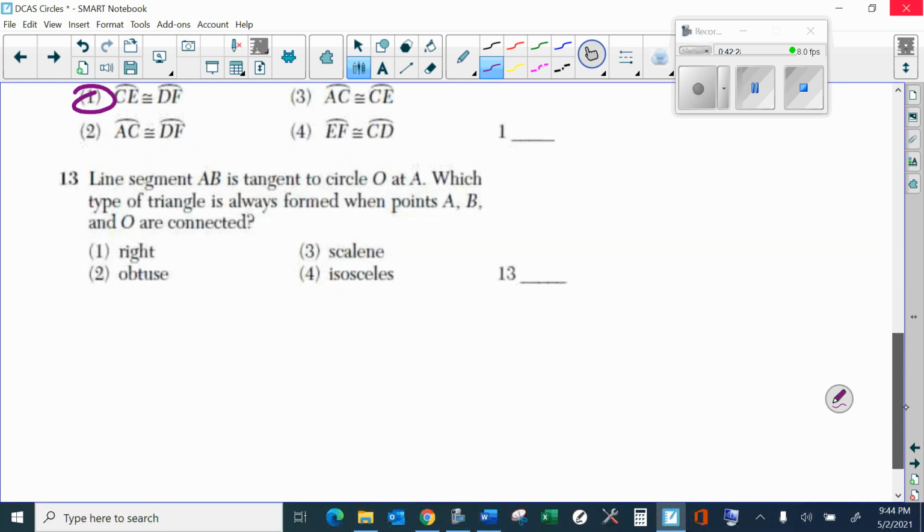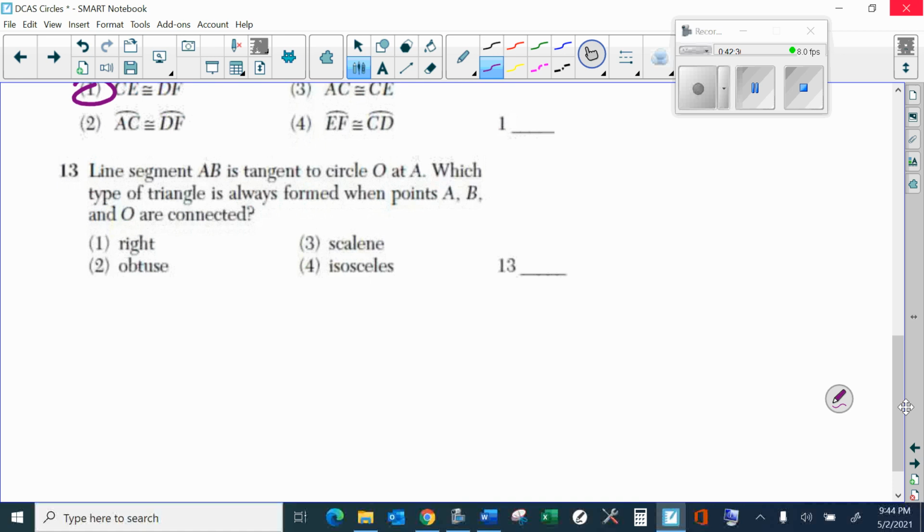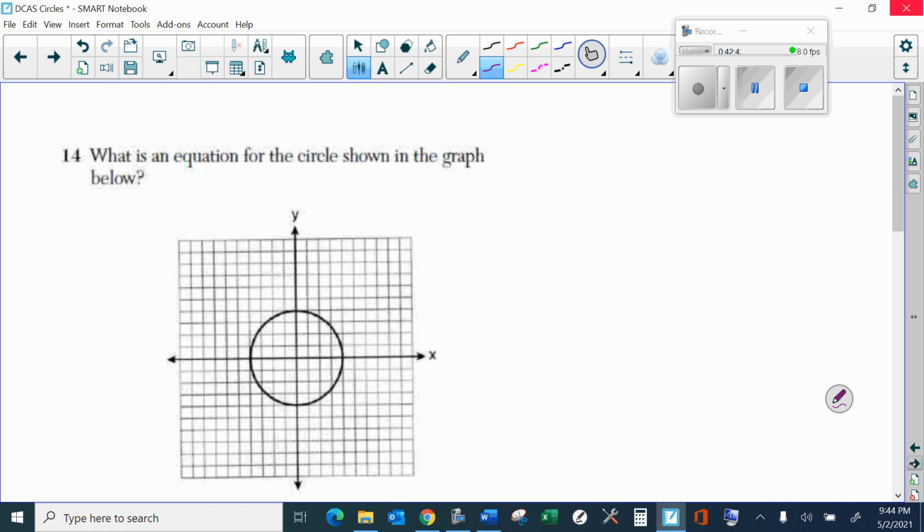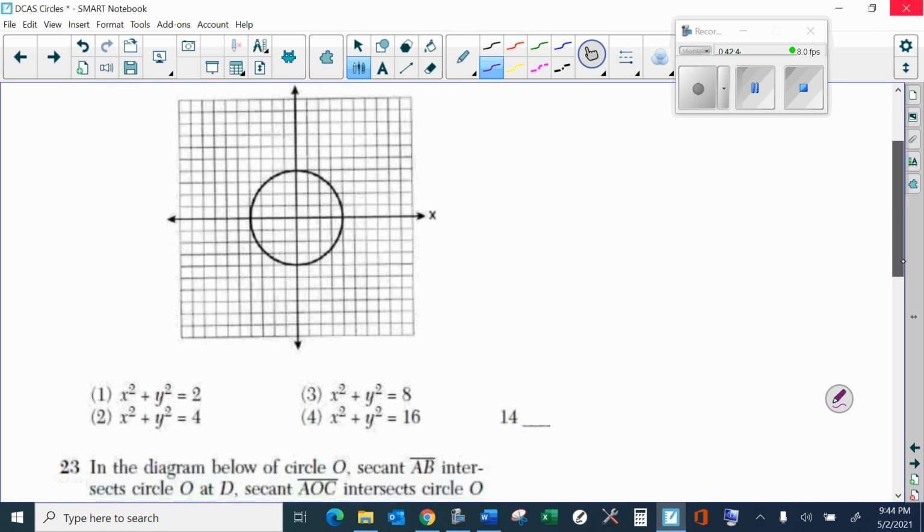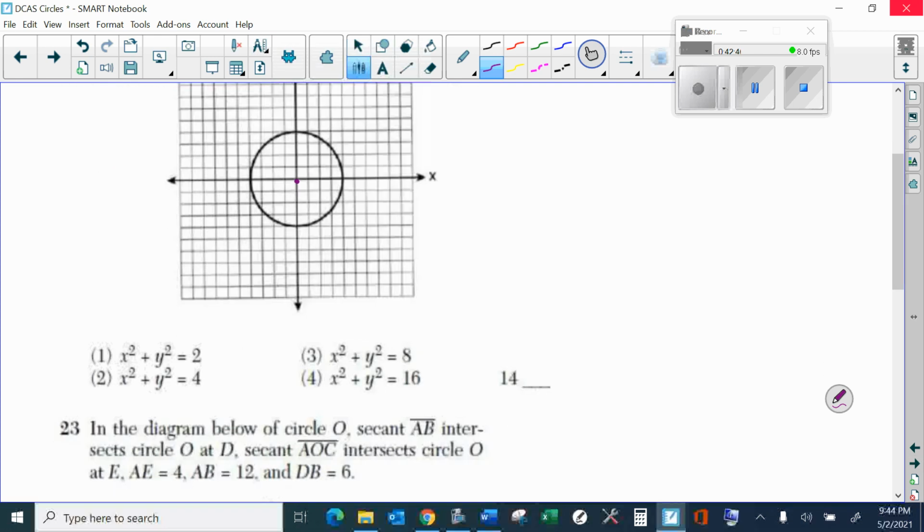Okay, line AB is tangent to circle O at A. Which type of triangle is always formed when points A, B, and O are connected? Right. You know, tangents are always right triangles. Which equation is for the circle in the graph below? So it's centered at the origin. 1, 2, 3, 4 is a radius. X squared plus y squared equals 4 squared, which is 16. Number 4.